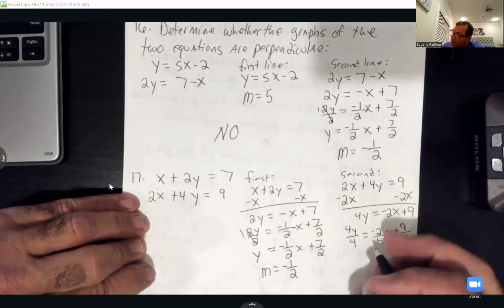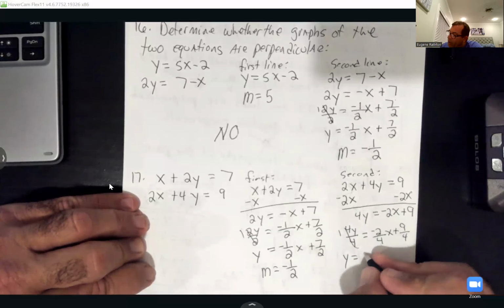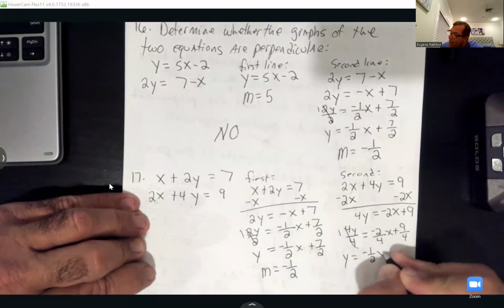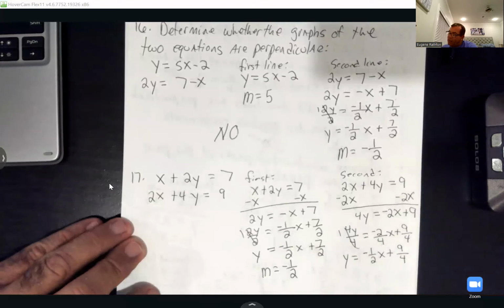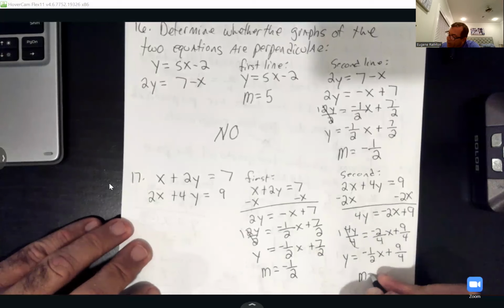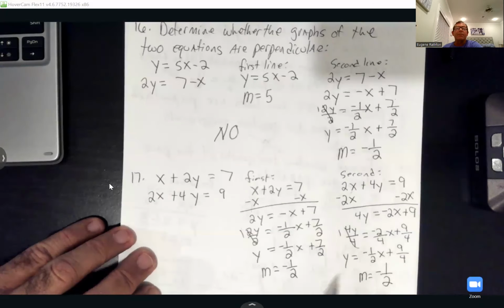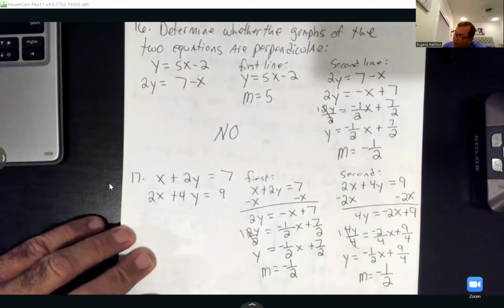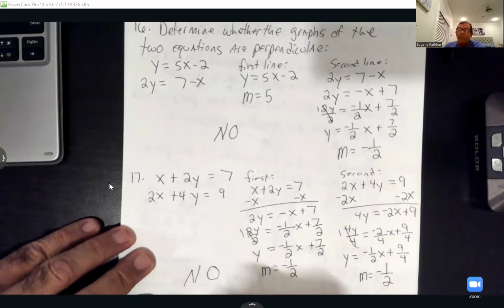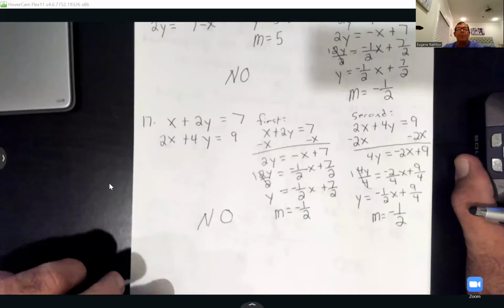All right, y'all. So that's going to cancel, giving me a 1y again. Negative 2 over 4 reduces to a negative 1/2 x plus 9/4. So the m on this one is a negative 1/2, which means these are the same. So these lines would be parallel, but they're not perpendicular. All right, y'all. So both of those ended up being no.